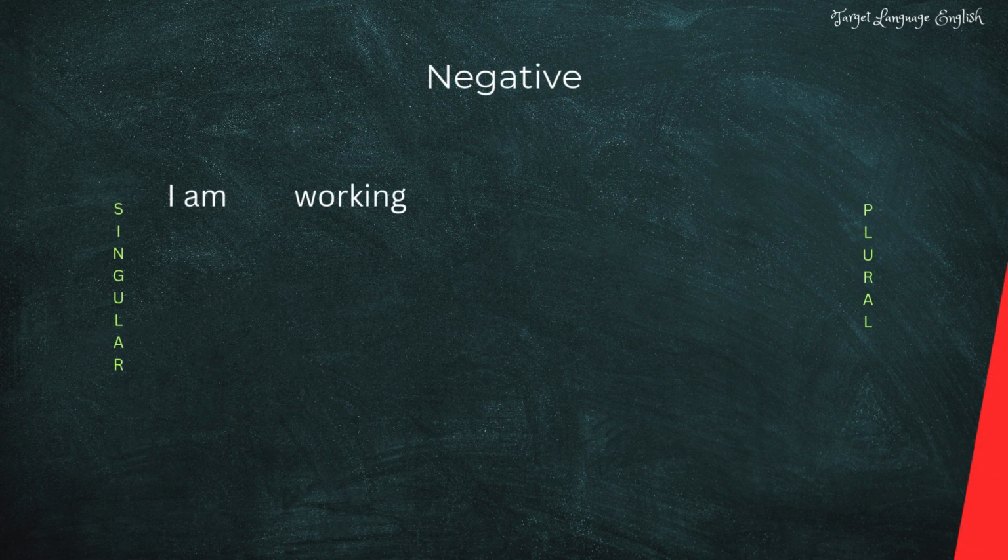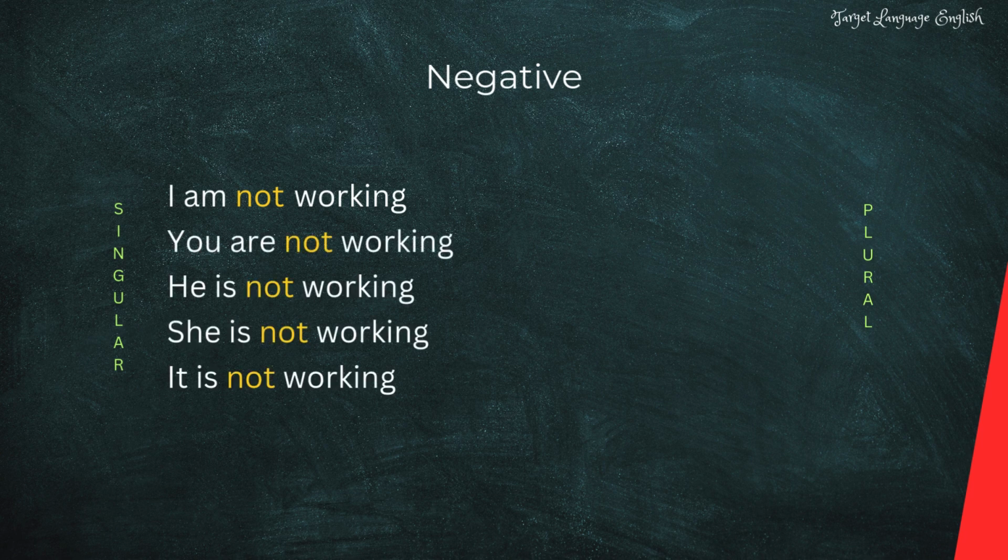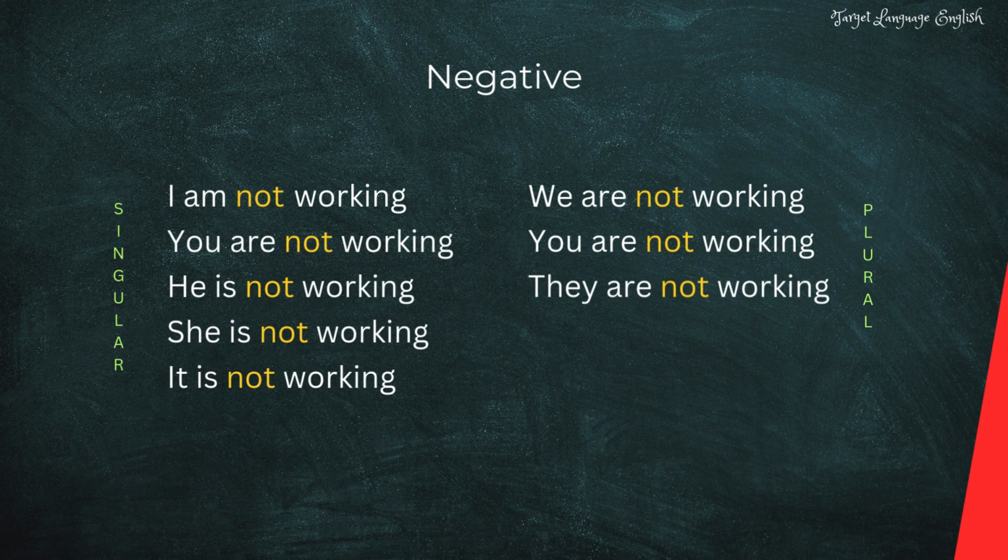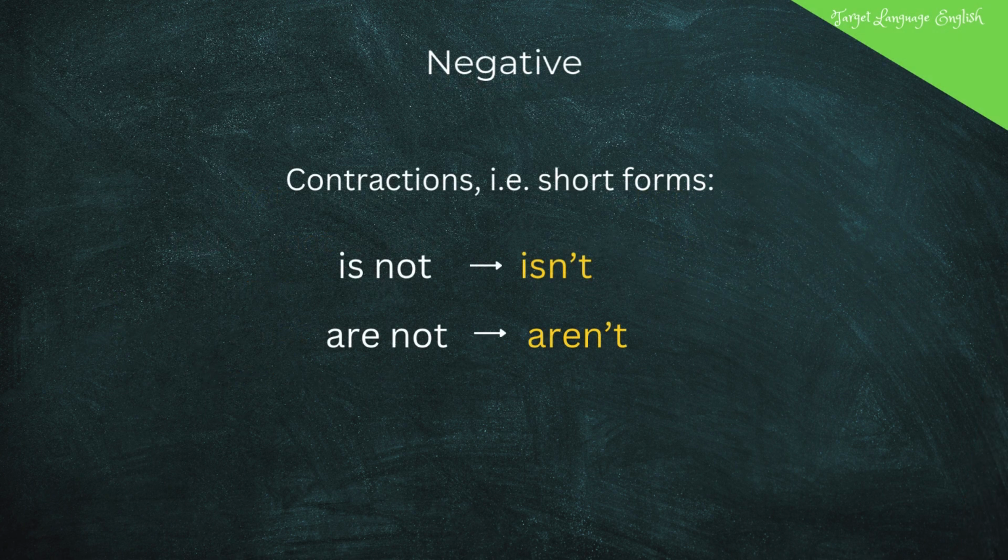Moving on to the negative, we need the word not, which we place between the verb to be and the main verb. Singular, I am not working, you are not working, he is not working, she is not working, it is not working. Plural, we are not working. You are not working. They are not working. We can contract the verb to be and the word not. Is not becomes isn't, and are not becomes aren't.